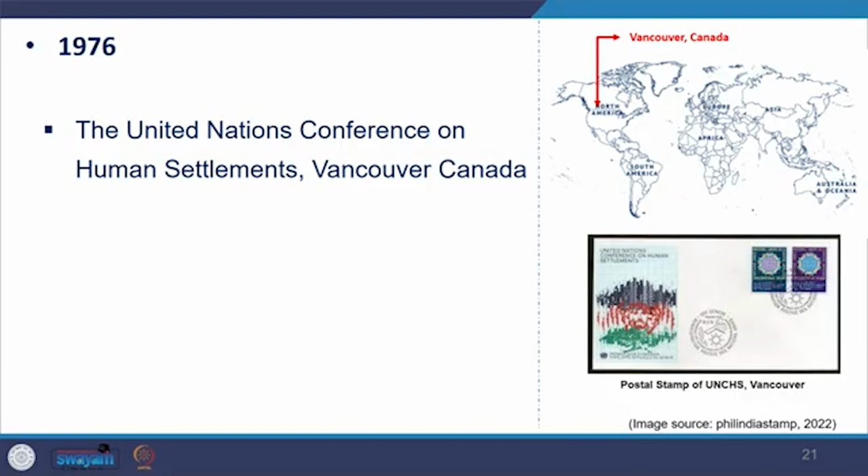When we look at 1976, there was the first global meeting to link environment and human settlement. So you see how the understanding was improving. Now we were looking at human settlement as well. And with this, there was the United Nations Conference on Human Settlements, which was held in Vancouver.